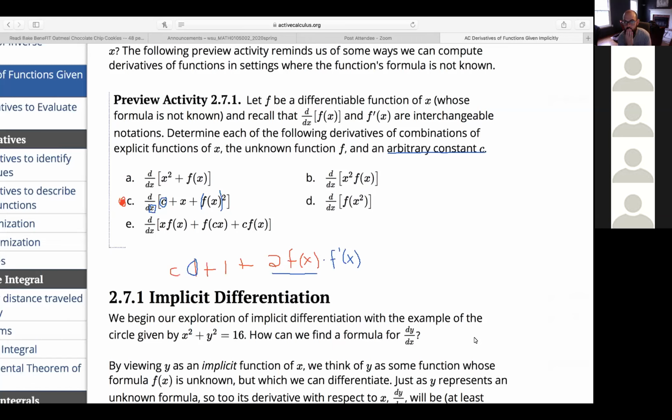So then D would be kind of the same thing, but just the f prime of x squared and then times 2x. That's right, yeah. So you'd have the derivative of your outside function like this, leave your inside function alone, and then you'd be multiplied by the derivative of the inside function like that. Yeah. Yep.